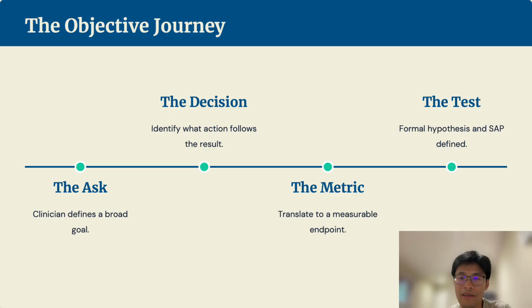To summarize, let's look at the objective journey. It starts with a clinical ask, moves to a business decision, translates into a metric, and finally results in a formal statistical task. If you follow this timeline, you ensure that the trial isn't just a document, but a powerful tool for decision making.